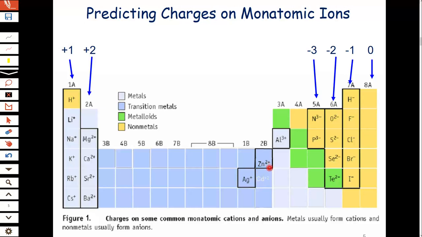But there are other transition metals like iron or copper or mercury. Many others will form some different ions. They will have different charges. For example, copper 1 and copper 2. We have copper 2. Okay, so these are the elements which have a fixed charge when they become ions, predicting charges on monoatomic ions.